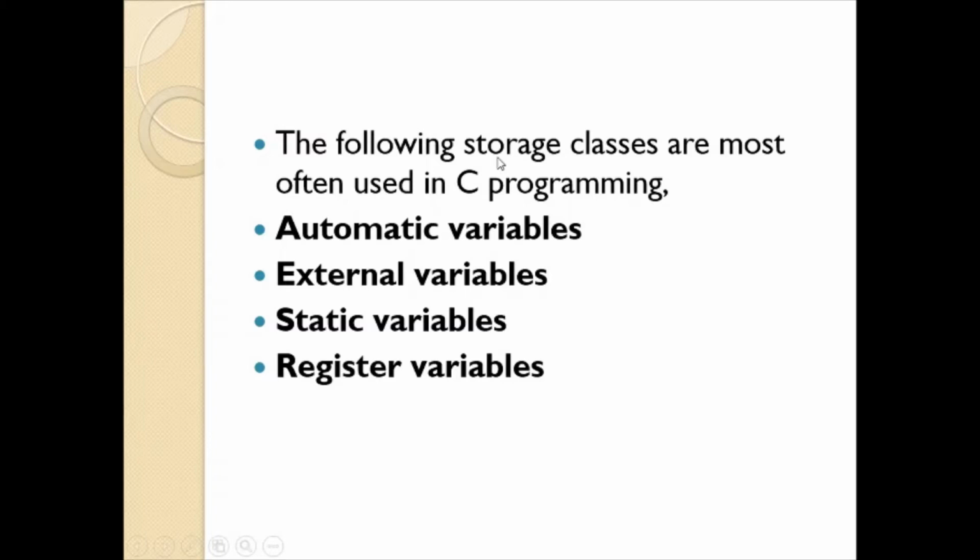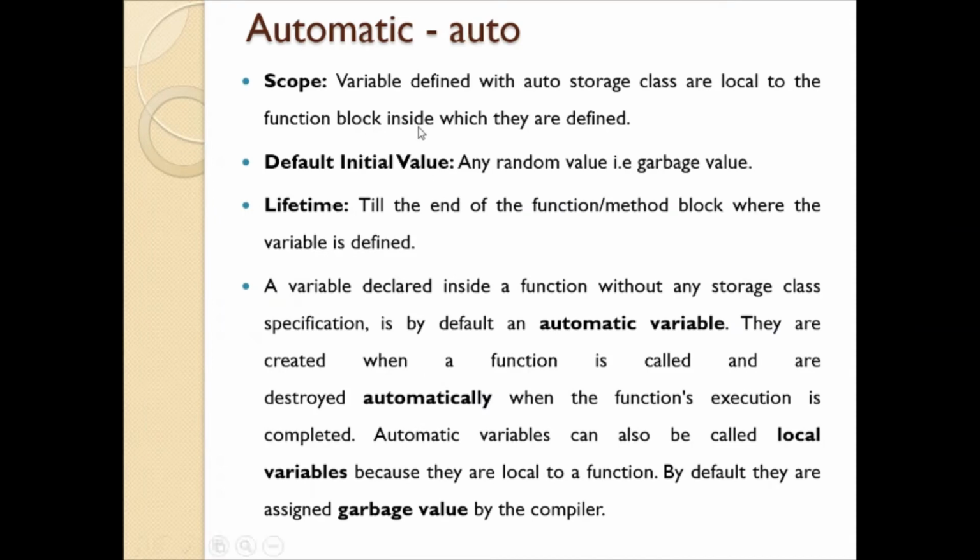There are totally 4 storage classes which are most often used in C programming. They are automatic variables, external variables, static variables and register variables. Let us see one by one. The first type of class is automatic, and here the keyword we use to declare these variables is auto.